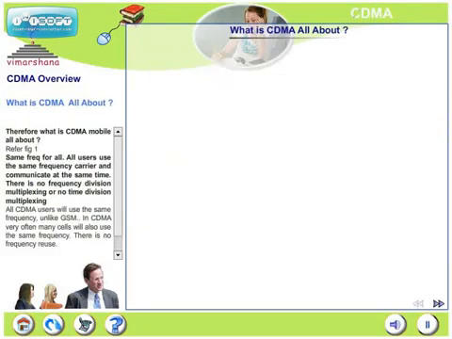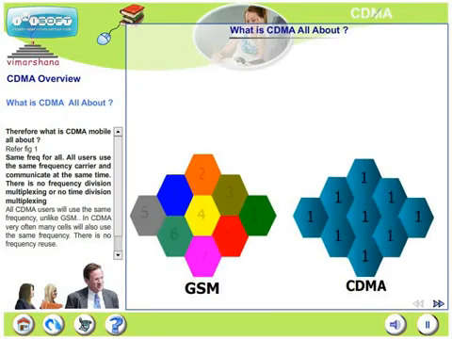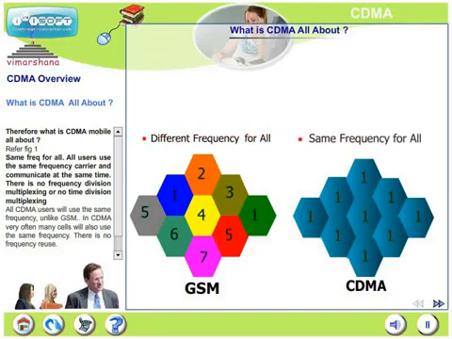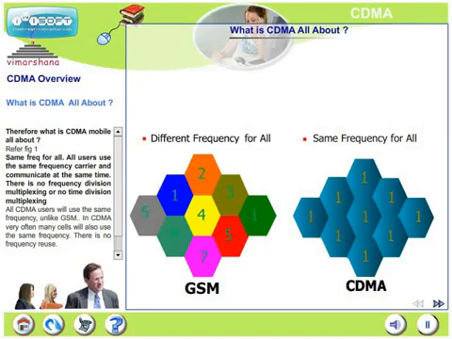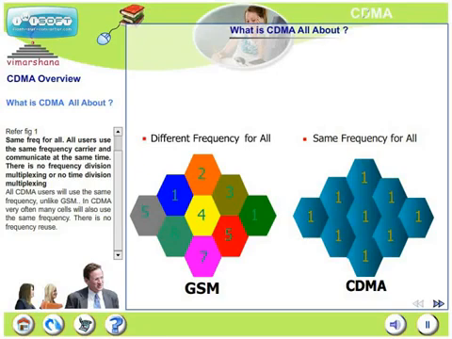Therefore, what is CDMA all about? Let us try and quickly recap what we have seen so far. Look at the figure. First property is same frequency for all. All users use the same frequency carrier and communicate at the same time. There is no frequency division multiplexing or time division multiplexing. All CDMA users will use the same frequency unlike GSM. In CDMA, very often many cells will share the same frequency. There is no frequency reuse.